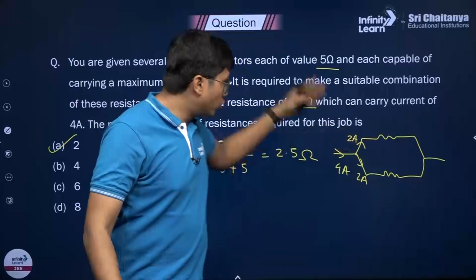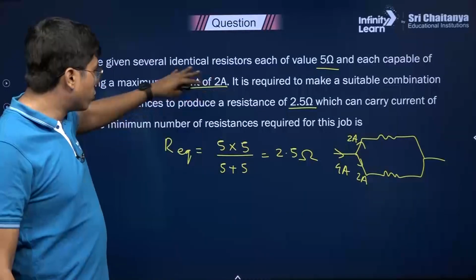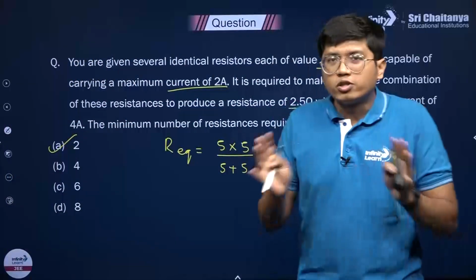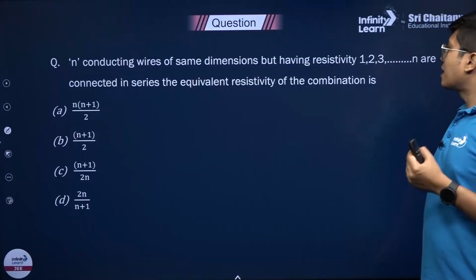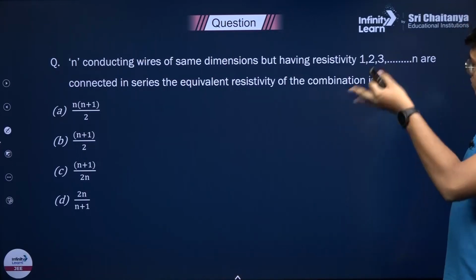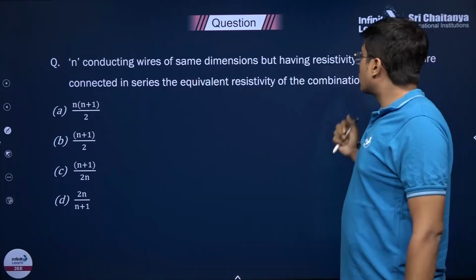Again, this is more of proof for you. Don't go into the elaborate calculations. Just check this quickly and mark it. Don't dwell on this in your JEE, don't waste time here. Next one: N conducting wires, same length and same dimensions, having resistivity 1, 2, 3 all the way till N, are connected in series. The equivalent resistivity of the combination is.